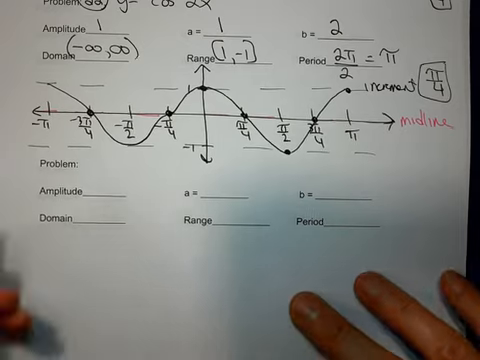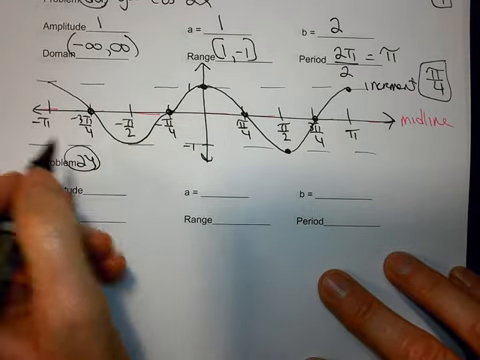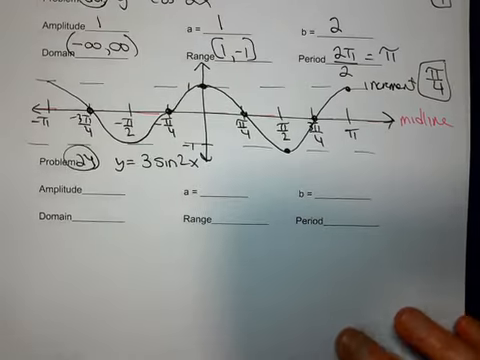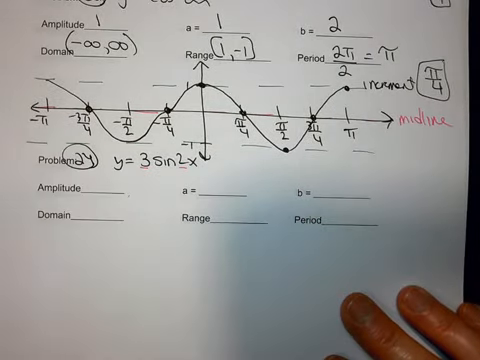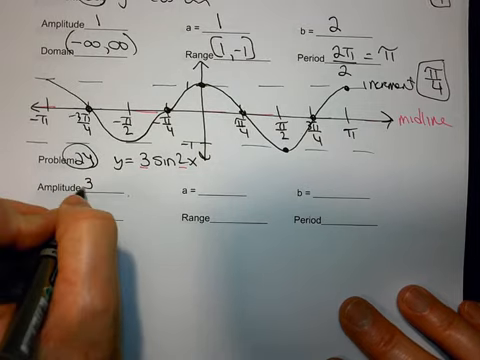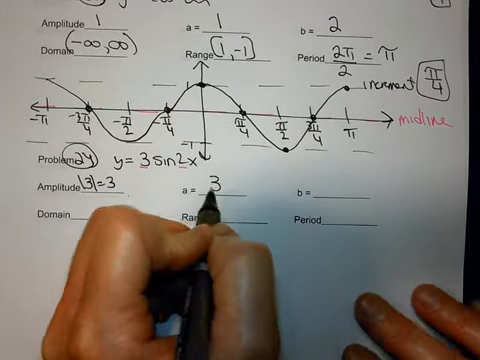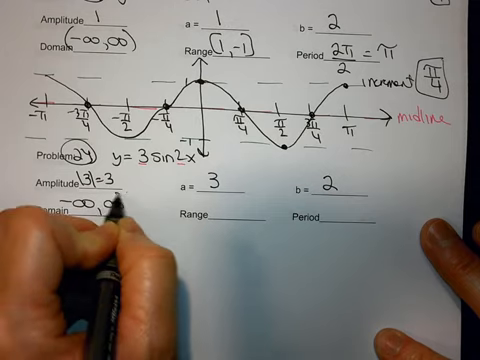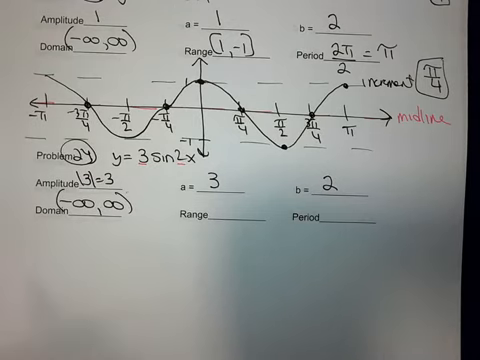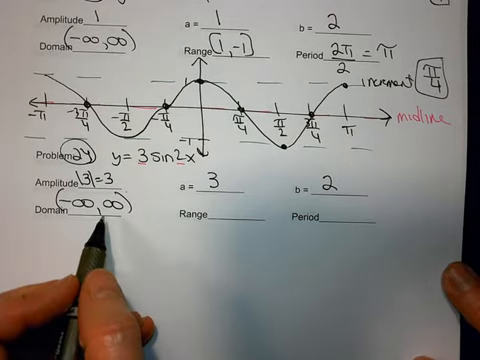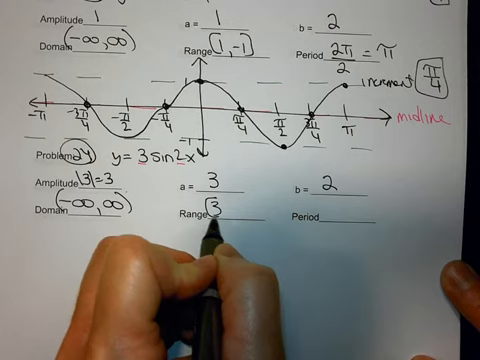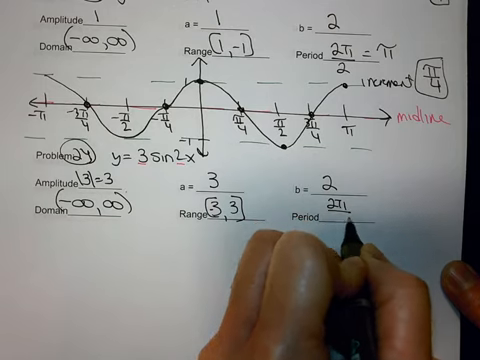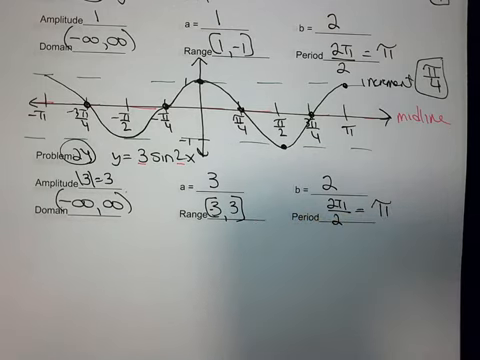Okay, the next one I'm going to do is problem 24, and that is y is equal to 3 sine of 2x. So now, as you can see, we have two changes. We have an a and a b. Our amplitude again is the absolute value of 3. So our a is a 3 and our b is a 2. Again, we go on forever and ever in both directions, so negative infinity and positive infinity. Our range, because of the 3, is up and down from negative 3 to 3. And our period is 2 pi over b, so our period is pi.